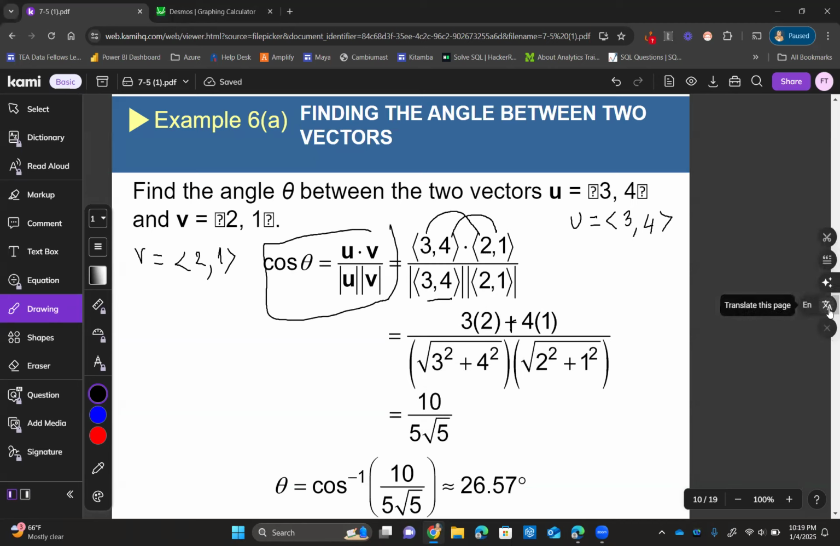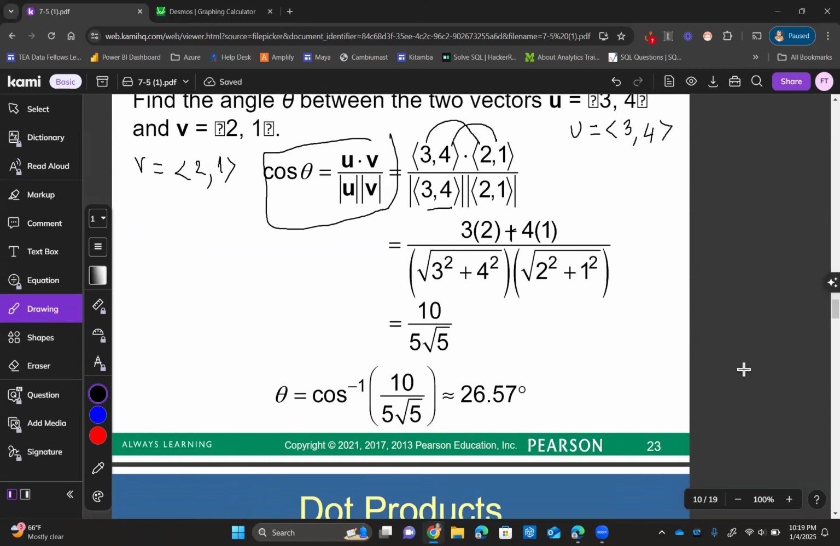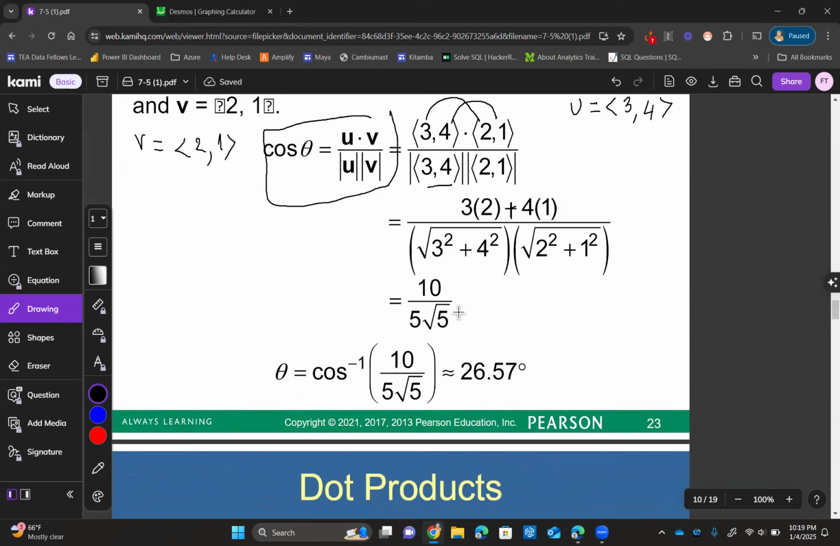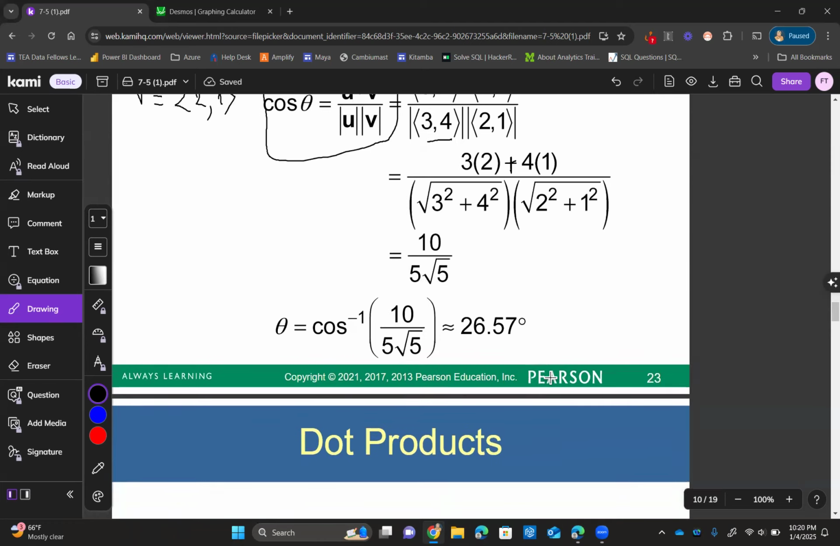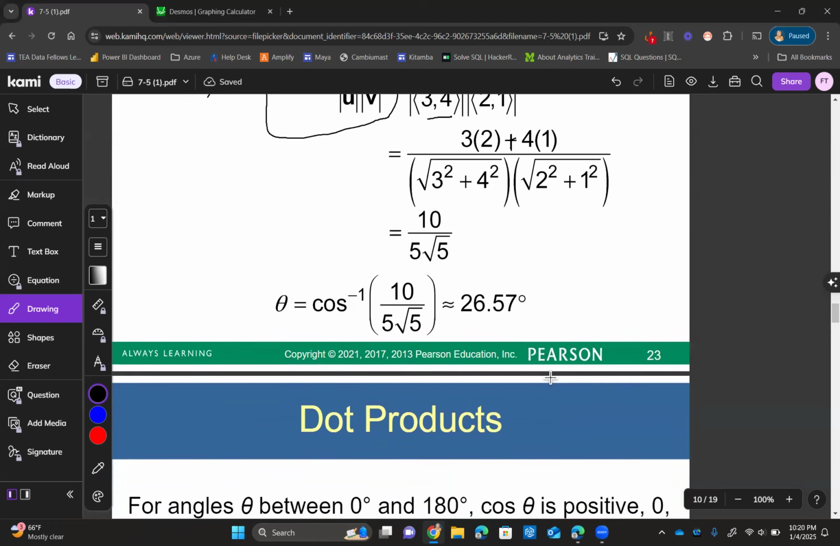Now, if we simplify this, 10 and 5 can cancel out, and then we will get a 2 at the top and a radical 5 at the bottom. And this will be the cosine value of the angle we want to calculate. So if we now use a calculator and type the inverse cosine of this ratio, the calculator will tell us that the angle between these two vectors is 26.57.